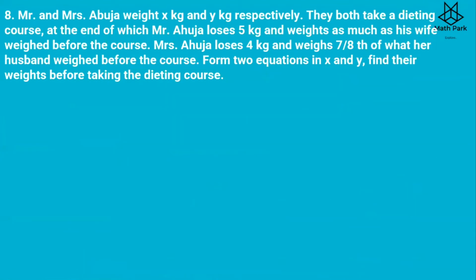Mr. and Mrs. Ahuja weigh x kg and y kg respectively. So they have assumed Mr. Ahuja's weight to be x kg and Mrs. Ahuja's weight to be y kg. They both take a dieting course. Nowadays, everybody wants to be fit and fine. At the end of which, Mr. Ahuja loses 5 kg. So Mr. Ahuja is losing 5 kg. Correct?